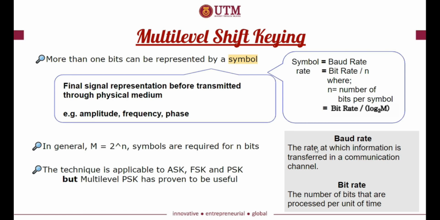The formula for the symbol rate is equal to baud rate. Baud rate is the rate at which information is transferred in a communication channel. The symbol rate is also equal to bit rate over n, where n is the number of bits per symbol. Bit rate is the number of bits that are processed per unit of time. As you can see here, symbol rate is also equal to bit rate over log 2 m. In general, the symbols required for n bits is m equal to 2 to the power of n. This technique is applicable to ASK, FSK, and PSK, but multi-level PSK has proven to be useful.